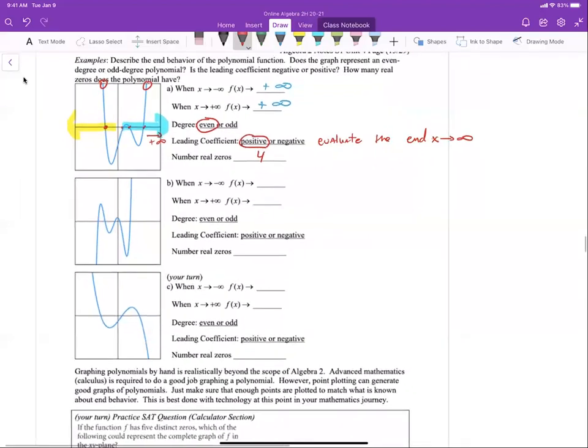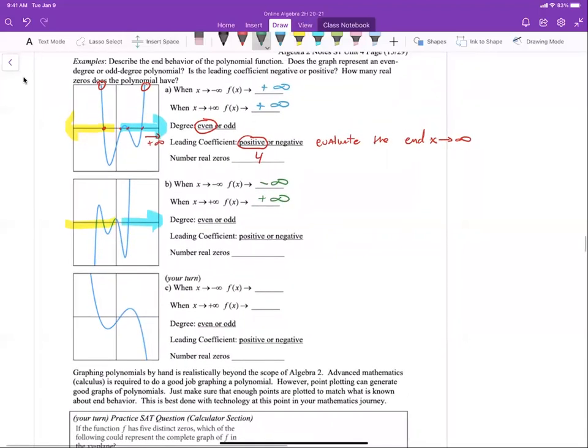When x goes to negative infinity, what does this function do? It goes to negative infinity. The output goes to negative infinity. When x went to positive infinity, what did the output do? What did y do? It went to positive infinity. Is the degree even or odd? Well, we've got to look at the end behavior. I went up and I went down. And we know a line, which is an odd degree, has up and down. So therefore, it must be odd.